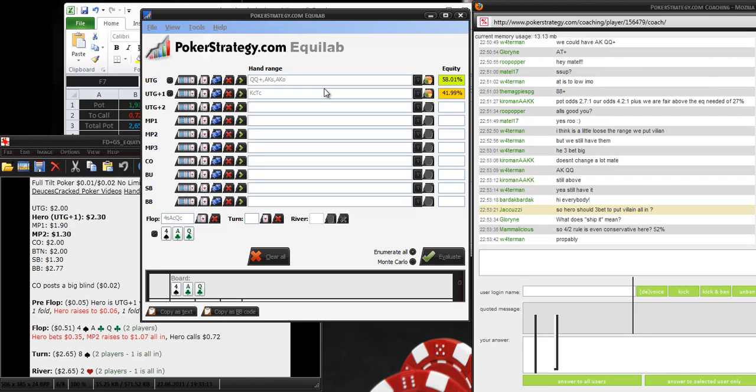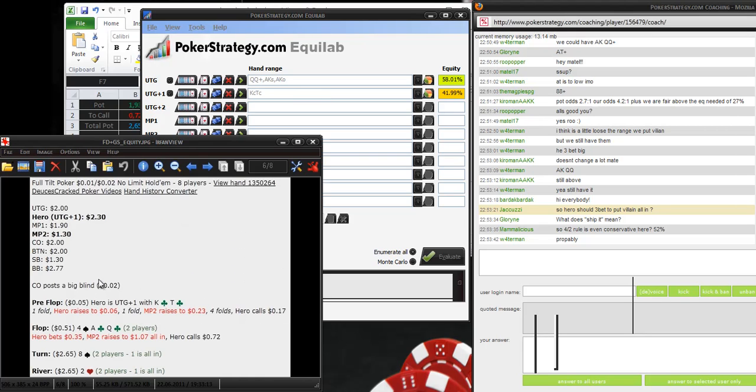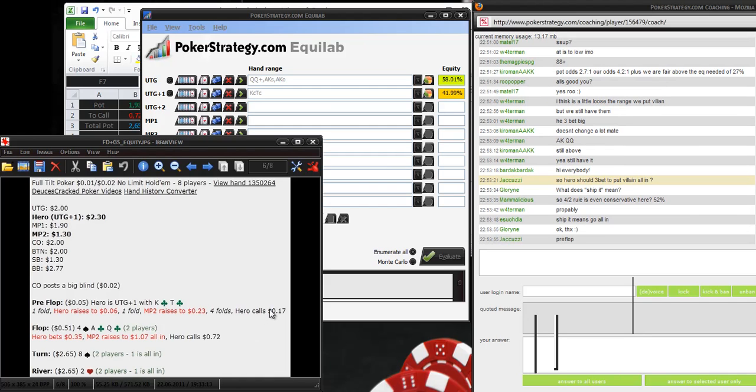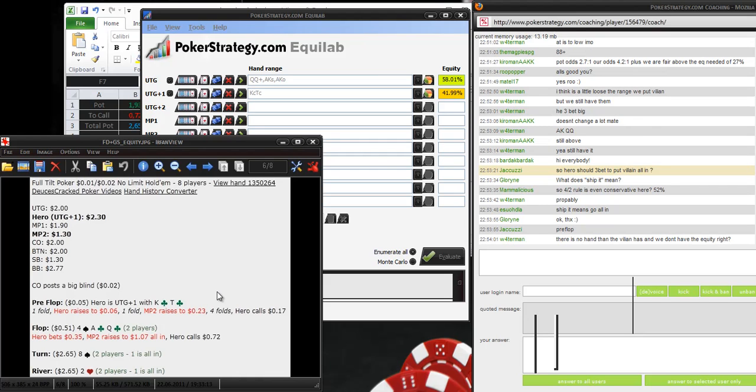So hero should 3-bet to put villain all in. You mean pre-flop or post-flop? Post-flop, the villain is already all in anyways, and there is no way we can put him all in. And the all in should of course just be a fold. There is no way we can call it. It's just a huge mistake to play against not even a full stack guy. What does ship it mean? Ship it means exactly the same as all in, shove.